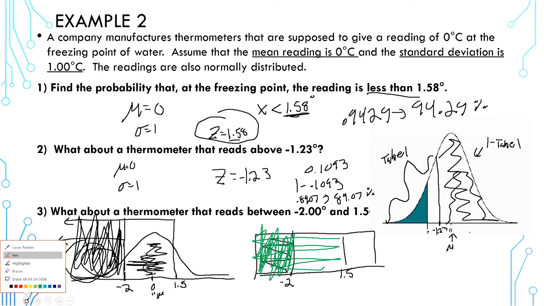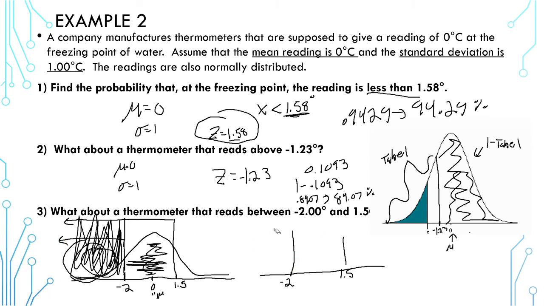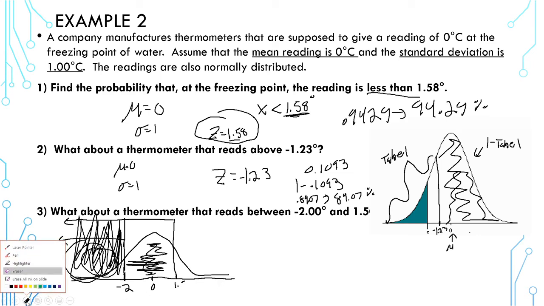So to summarize here, if you have a question that asks you to figure out the probability of being between two numbers, what you do is you find the probabilities of it being both, and then subtract the smaller from the bigger. So let me do this here. I'm going to find the probability of it being less than or equal to negative 2, and the probability of it being less than or equal to 1.5.